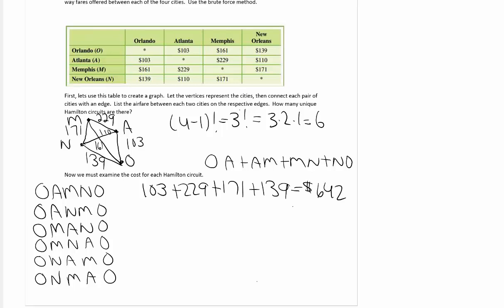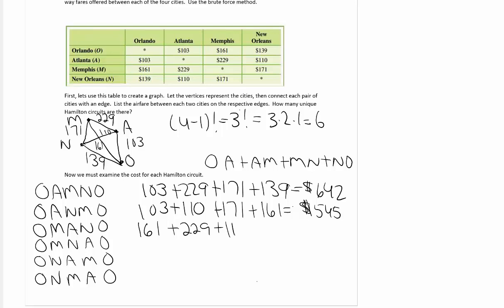For the second one, Orlando to Atlanta is 103. Atlanta to New Orleans is 110. New Orleans to Memphis is 171. And Memphis back to Orlando is 161. Add them up. That's $545. Next one, Orlando to Memphis is 161. Memphis to Atlanta is 229. Atlanta to New Orleans is 110. And New Orleans back to Orlando is 139. Add them up. That's $639.